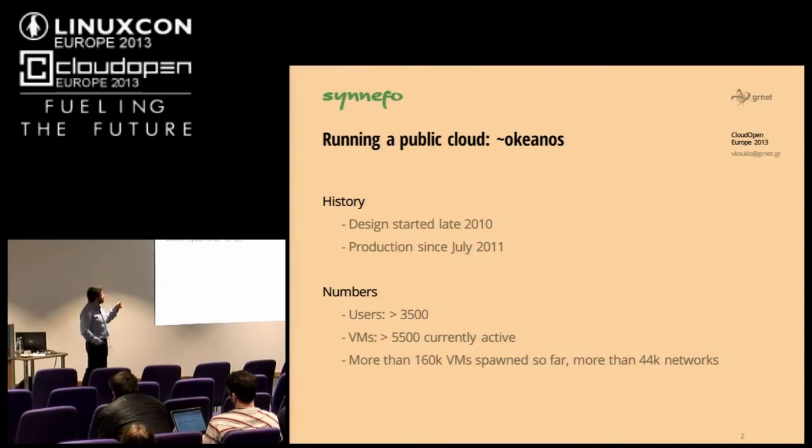The service has been in production since July 2011. It currently runs more than 5,500 virtual machines. It has more than 3,500 users. In total, we've spawned more than 160,000 VMs. We've spawned more than 44,000 virtual networks. These are pretty good numbers. I mean, I don't know if you have experience with running a public cloud service, but these are pretty good numbers.